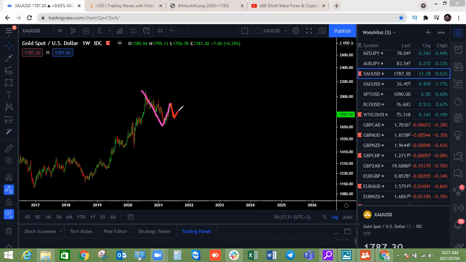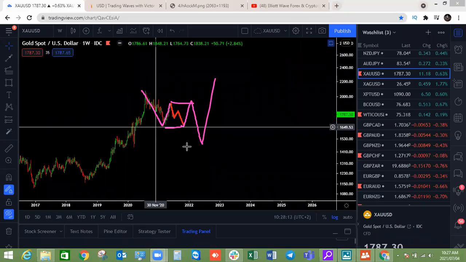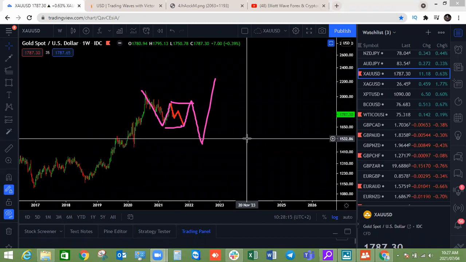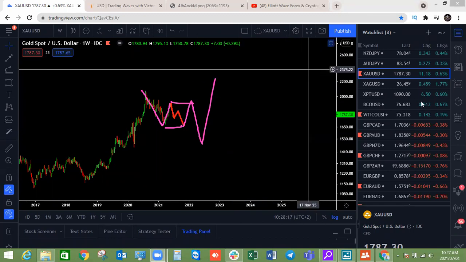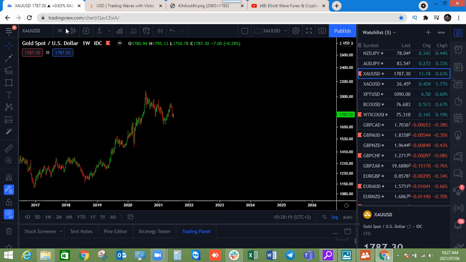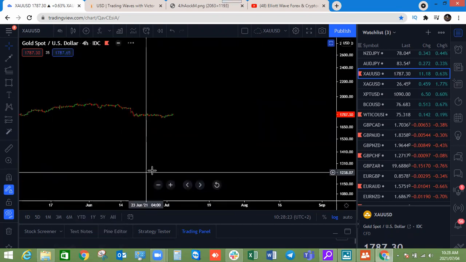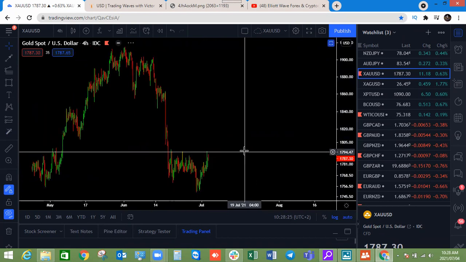Even if that pullback is simply just going to be 3 waves, we're going to eventually expect gold to come down with a structure like this. Then we're going to have something like this on gold. So let's have a look here on gold. All right, so this is a likely structure in the bigger time frame on gold, but let's go look in the lower time frame. Let's go to the 4-hour and look at what is happening at the current moment.